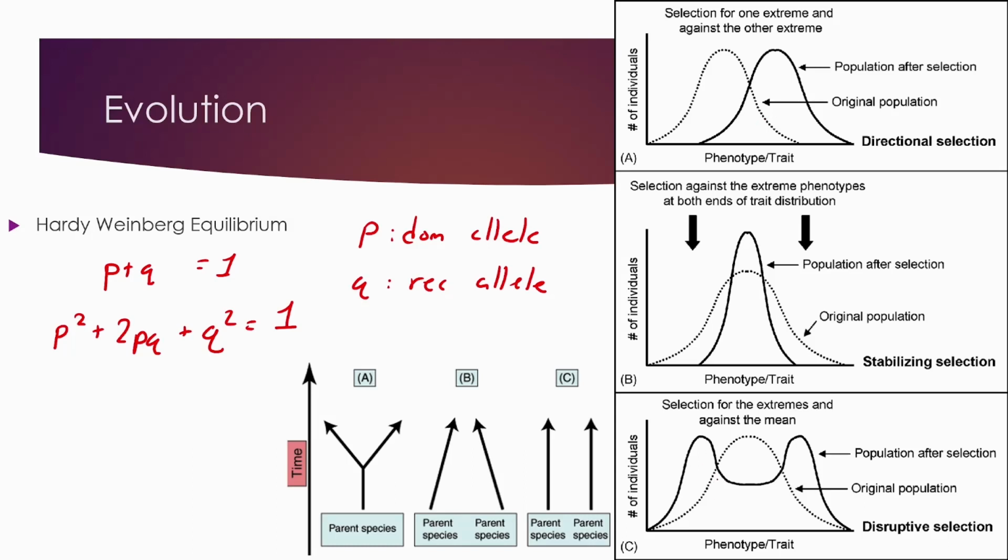Meanwhile, stabilizing selection keeps these phenotypes within a specific range by selecting against the extremes. This is what allows human birth weight to be within a narrow area. If it's too low, it won't be healthy for the child. If it's too heavy, it'll be not healthy for the mother to deliver. So that's why we end up stabilizing at the middle.